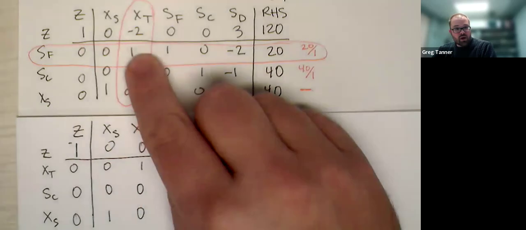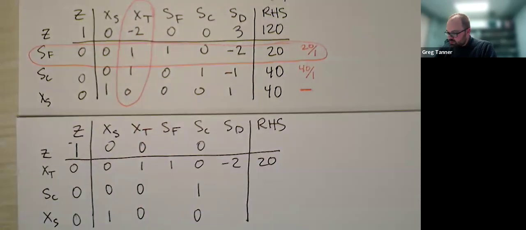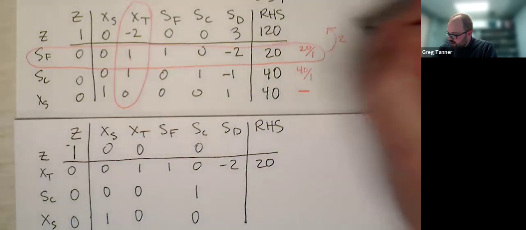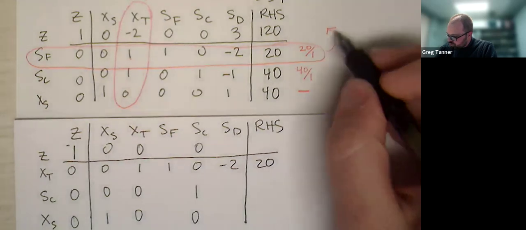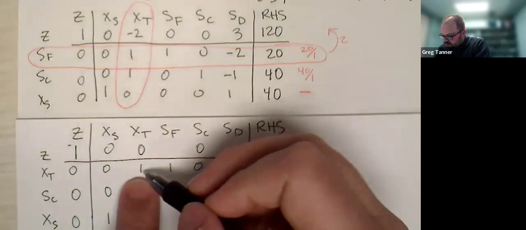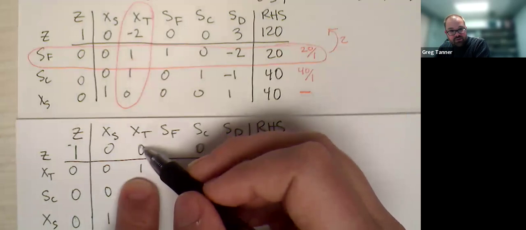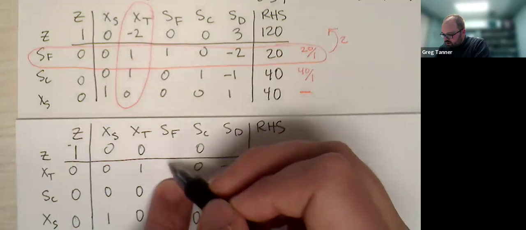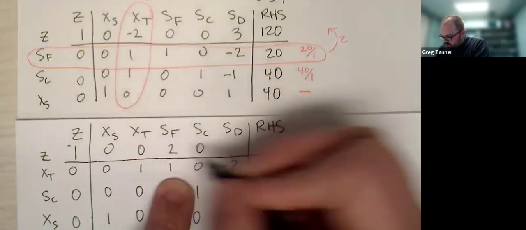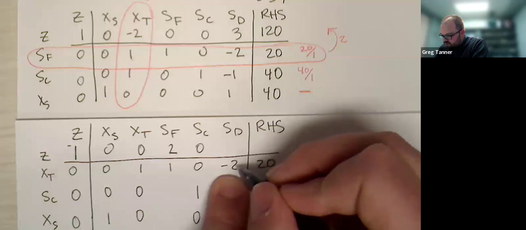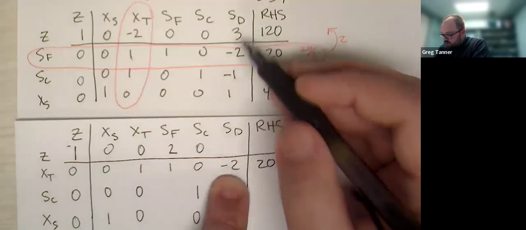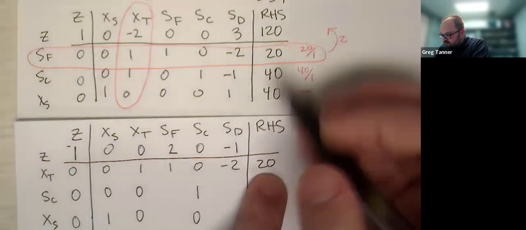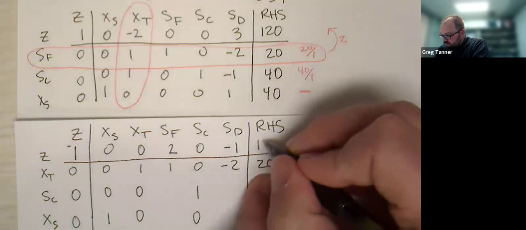And so I've got a 1 here. I got a -2 here. So I'm going to take 2 times that row, add it up in order to cancel. So 2 times 1 added to the -2 will give me 0. That's what I want. That's why I chose 2. 2 times 1 plus the 0 is going to make this into a 2. 2 times -2 is -4, plus the 3 becomes -1. 2 times 20 is 40, plus the 120 is 160.